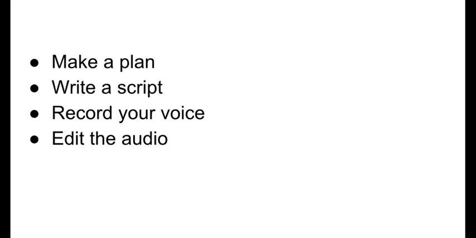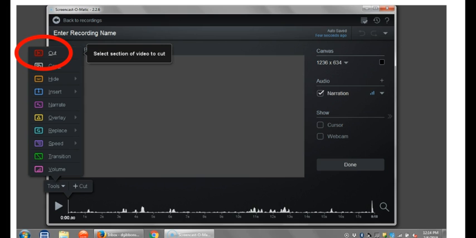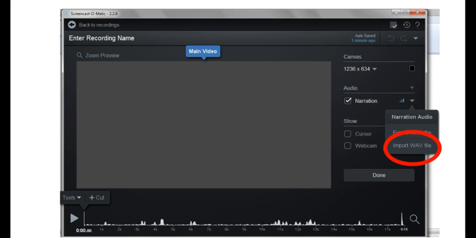Then open Screencast-O-Matic and make a video of the same length as your audio track. You can just let Screencast-O-Matic record while you do something else. If the recording is too long, you can easily delete the part you don't need using the editing tools. More on that in the next video. Now, import your audio track.